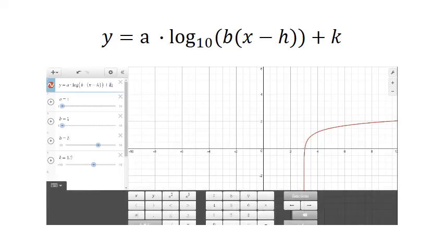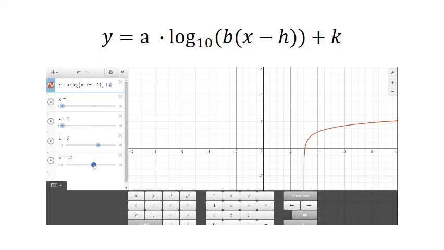The k value, which is what we put down after we've done everything else, is going to affect our y values. So it's not affecting our x directly, it's affecting our y values. So this k has to be called a vertical change.